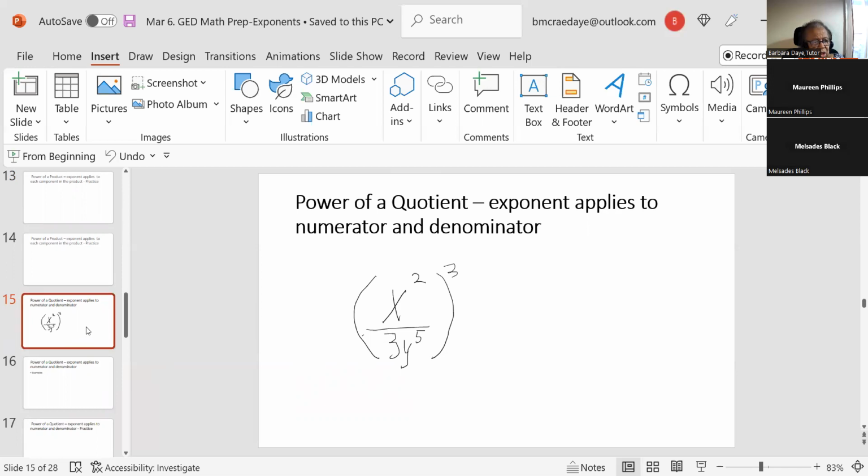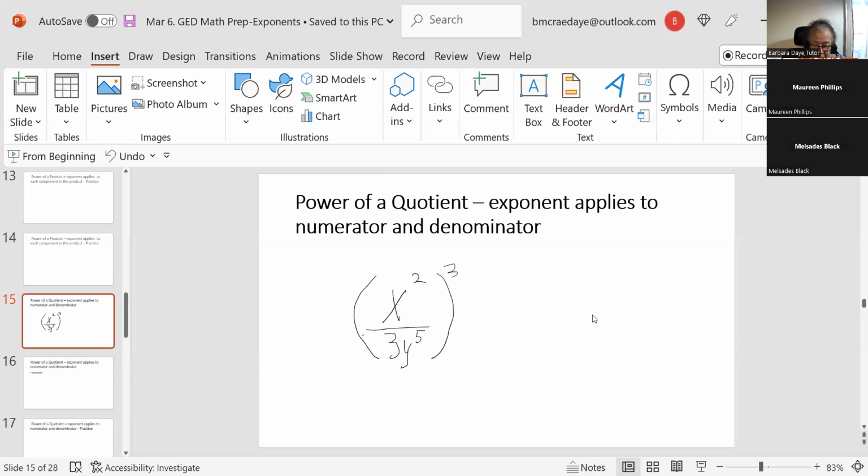I just want to do one power of a quotient and apply the exponent to every component within the quotient. That's division. So do this one: apply the exponent to the numerator and apply it to the denominator. Tell me what you get as your answer. This is our last question for the day. I want you to do that one.